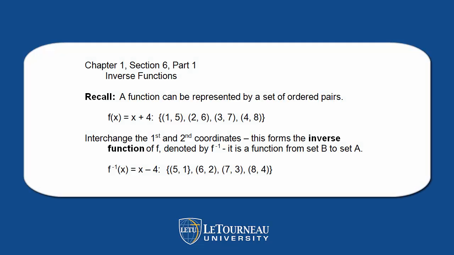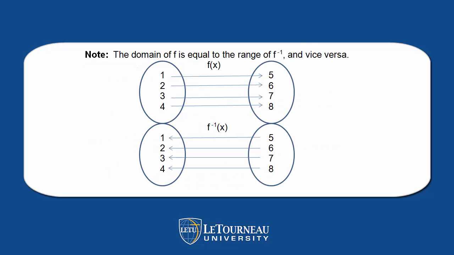Okay, we're now ready for section 6. Let's recall, a function can be represented by a set of ordered pairs. If we interchange the first and second coordinates, we form what is known as the inverse of the function. Notice in the next slide what this mapping looks like.